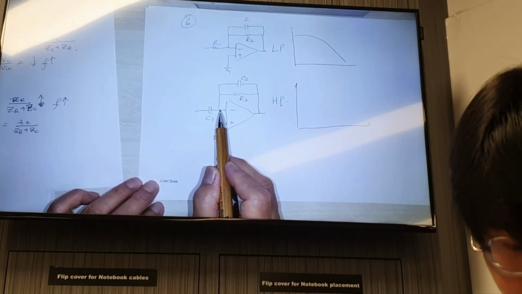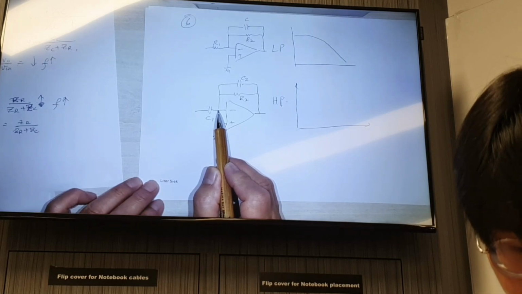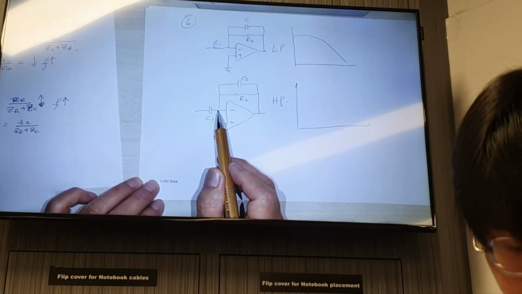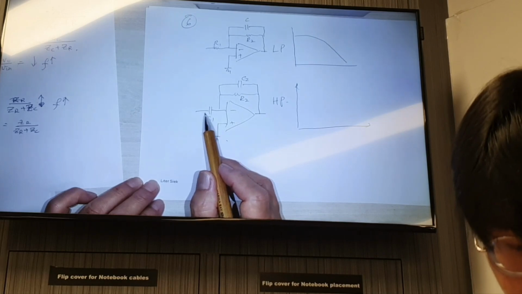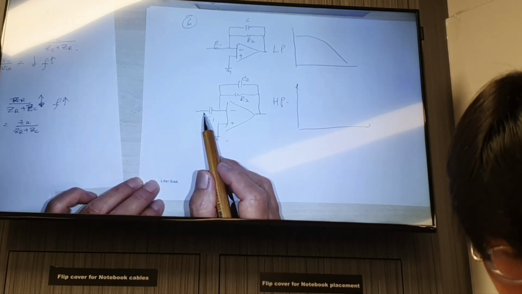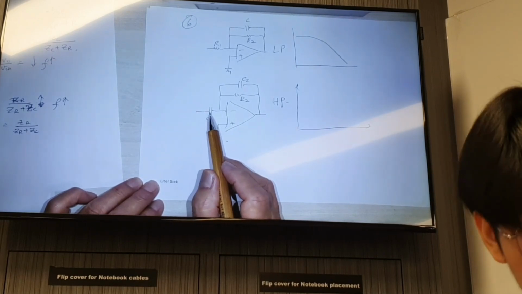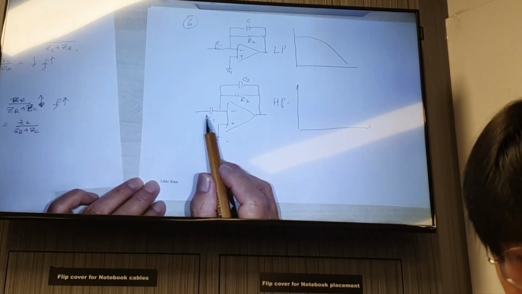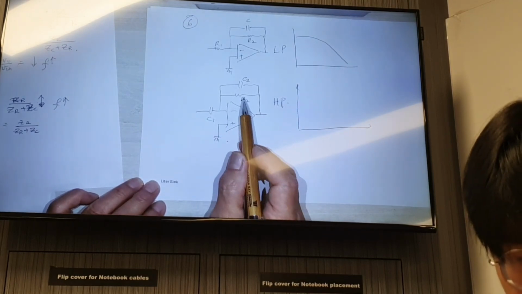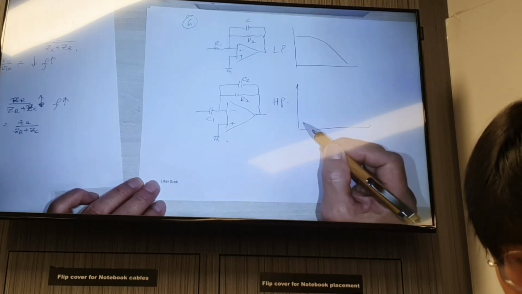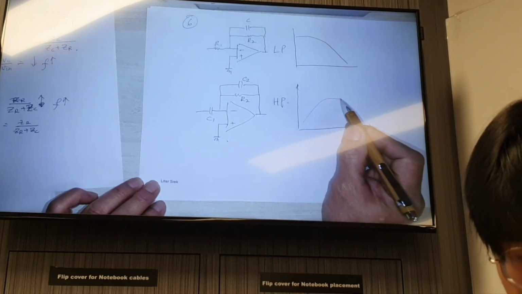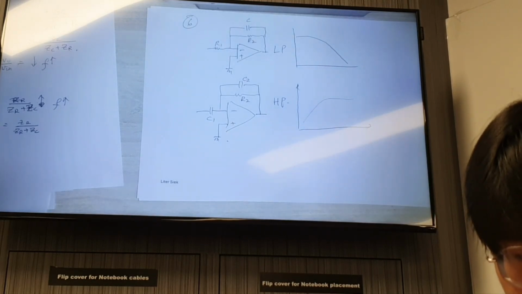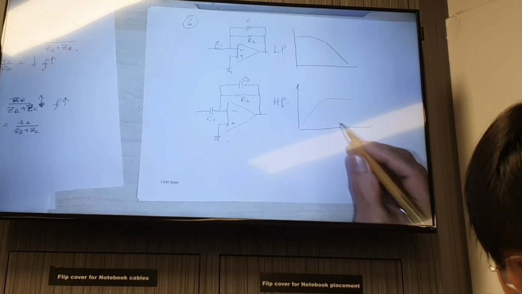So at low frequency, basic circuit physics, the signal doesn't get in. For example, at the capacitor level, the signal doesn't get in. As frequency increases, this impedance here starts to increase, and therefore the gain starts to increase. So you will end up having this. This gives you a high pass filter.